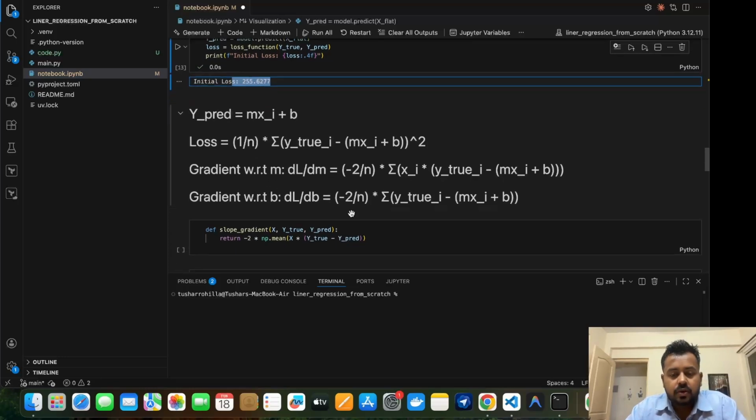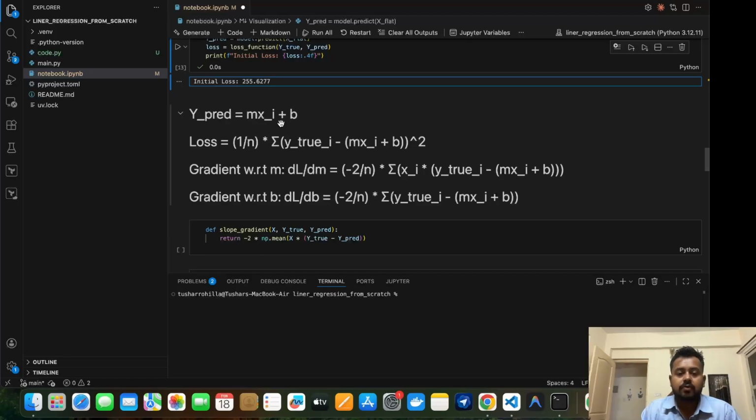All right, so next thing is we should be having functions which tell us what is the derivative of slope and what is the derivative of intercept with respect to loss. So let's try to understand that a bit.